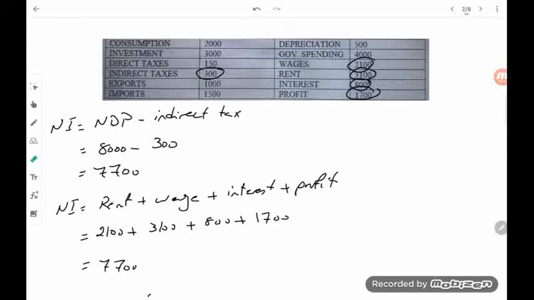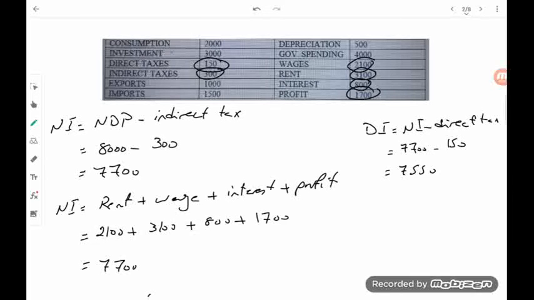Finally, the last one is to calculate disposable income. Disposable income is calculated as national income minus direct tax minus net business savings plus transfer payments, and actually you assume that both of them equal 0, so it will be 7,700 minus direct tax, which is 150. So disposable income is 7,550. This is the calculation of GDP using the flow of product approach.